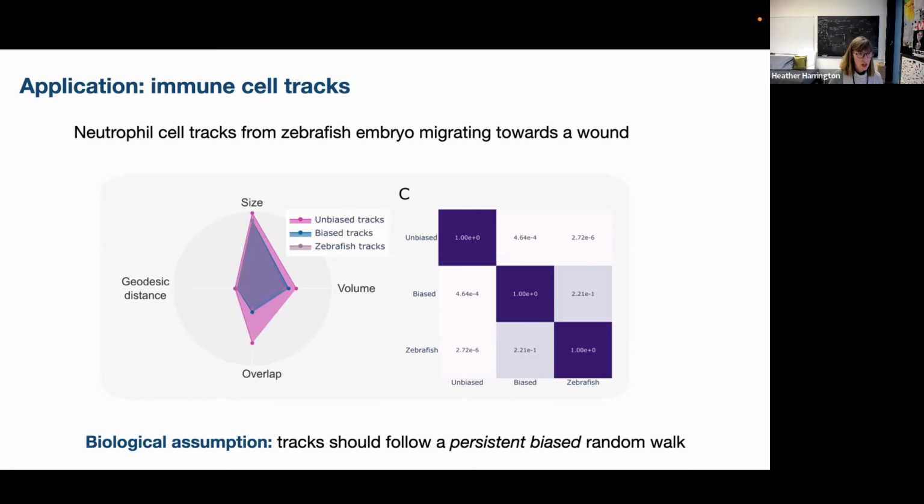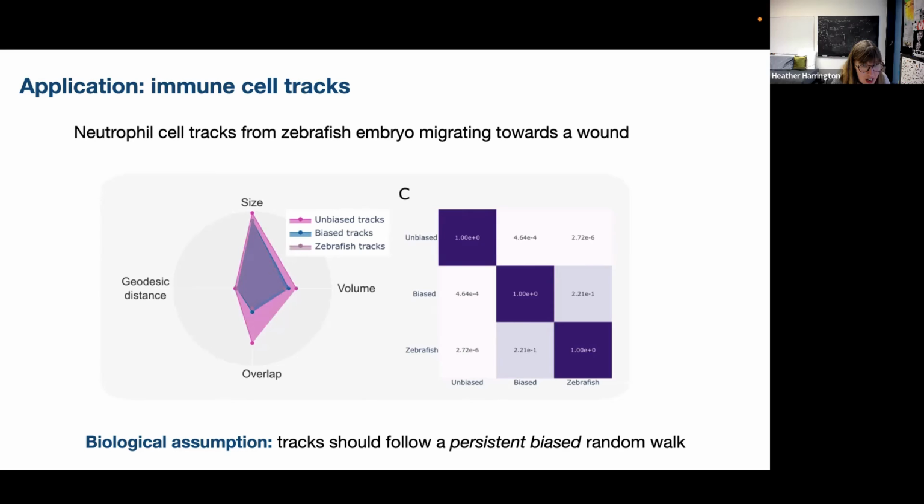So that was really encouraging, because the biological assumption is that these zebrafish tracks have a persistent biased random walk, and they use persistent not in the persistent homology sense. It's like everywhere in biology, some of the same words keep popping up that have many meanings.